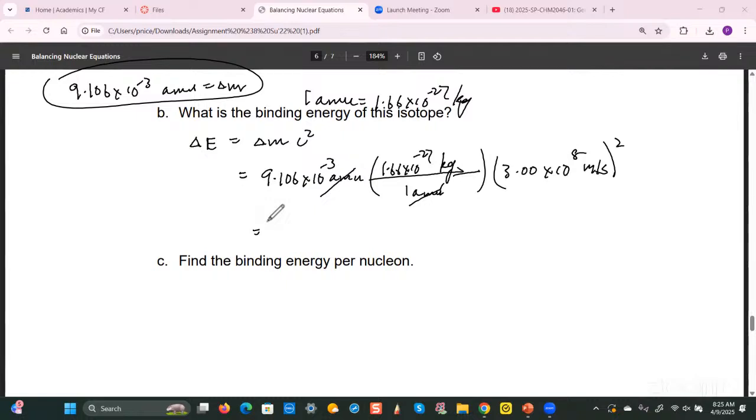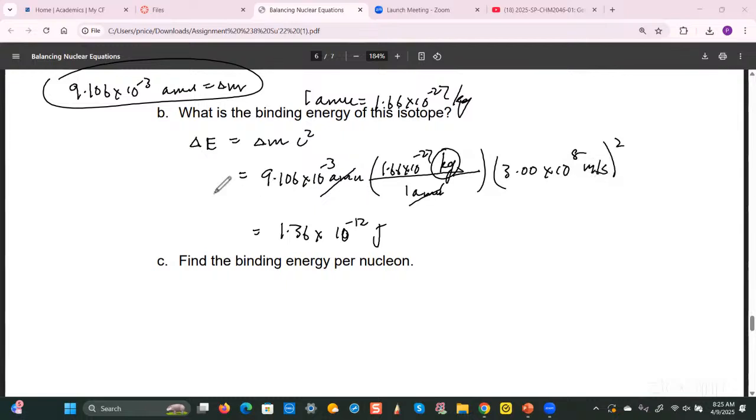So 3 times 10 to the 8 squared multiplied by 1.66 times 10 to the minus 27 times 9.106 times 10 to the minus 3. According to my calculations, the answer rounded off to 3 sig figs is 1.36 times 10 to the minus 12. The units here will be joules because, just to remind you, kilograms times meter squared over second squared is the same thing as a joule.